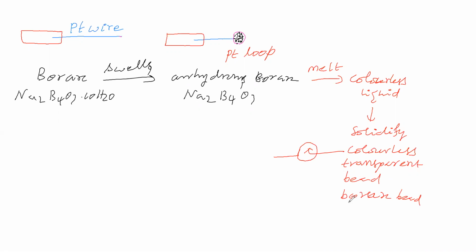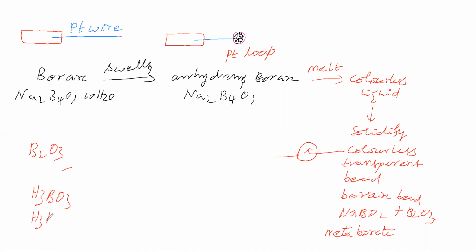The borax bead formula is NaBO2 plus B2O3. NaBO2 is called sodium metaborate. Now what is the name of B2O3? We will see. We will take 2 times H3BO3.